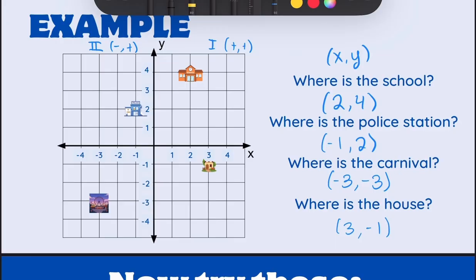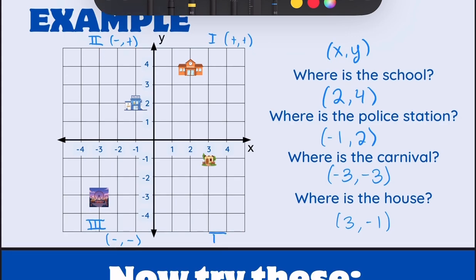The carnival is in quadrant 3. Therefore, it would have both a negative x and a negative y. And we could see here that it's -3, comma, -3. And finally, the house is in quadrant 4, which means that we're going to have a positive x and a negative y, which we can see here is 3 and -1. So that's kind of just the explanation behind the rules of each quadrant.